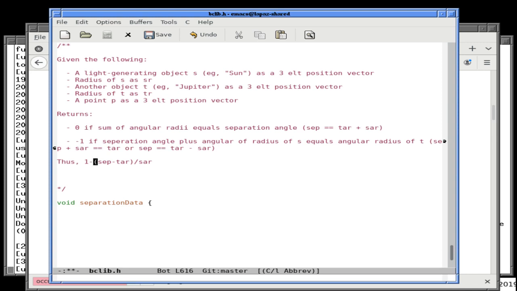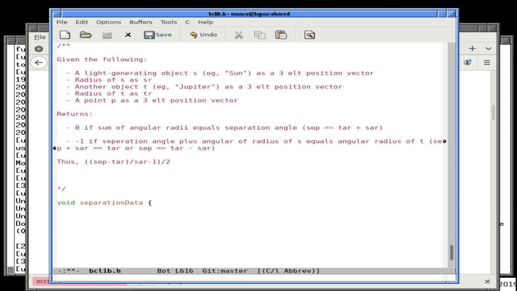So when sep is equal to tar plus sar, this is 0, and when it's equal to tar minus sar, this is 1 minus minus 1, which is 2. So I've done something wrong, I need to go the other direction here. I think it's going to be this minus 1, but I need to make another adjustment. So let's see what this does. If sep is tar plus sar, minus tar, sar over sar is 1, so 0. And if sep is equal to tar minus sar, it's minus sar over sar, which is minus 1, so this is minus 2. So right now I'm going from 0 to minus 2, and I think if I just divide this by 2, that will give us the answer. Let's double check, but I think that's correct.